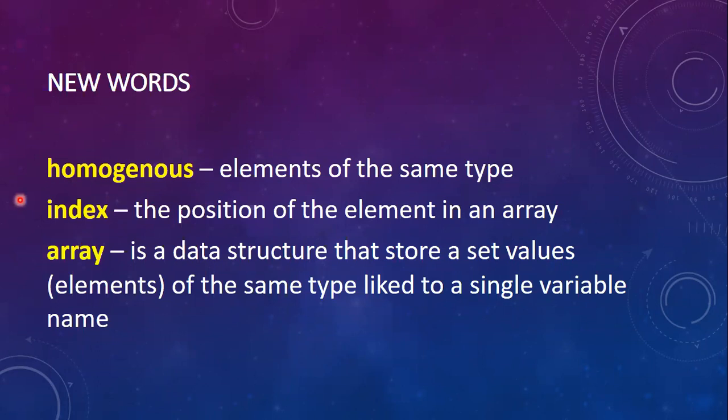The next important part of an array is I need an index. This is the position of the element in an array. So how do I know when it is an index? Simply, as you've already done with radio group, as soon as there are square brackets, you know that it is an index. Then array. An array is a data structure that stores a set of values or elements of the same type, for example, strings, linked to a single variable name. Okay.